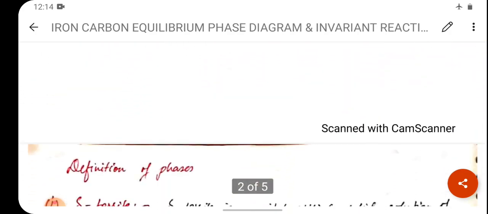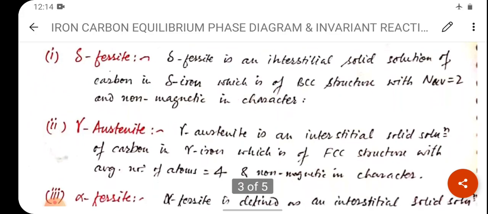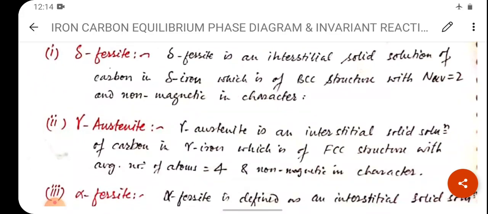There are different names of this diagram. I'll explain the definition of phases present in the iron carbon diagram. So the first phase, already explained, from the top, at 1539 degrees Celsius, is delta ferrite. Delta ferrite is an interstitial solid solution of carbon and delta iron, which is of BCC structure with average number of atoms equal to 2, and this is non magnetic in character. This phase is non magnetic. Clear? Now the second phase is gamma.